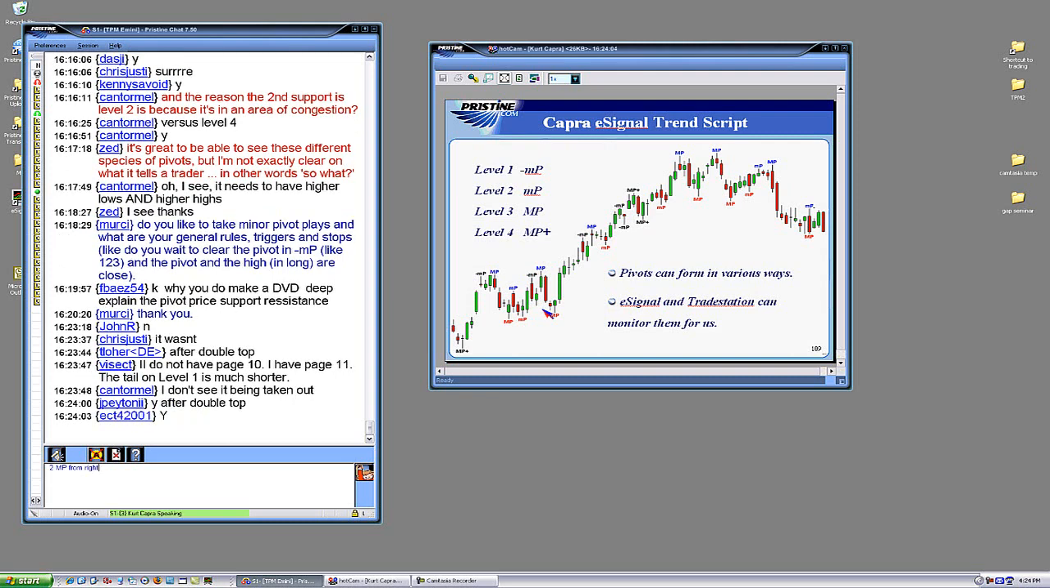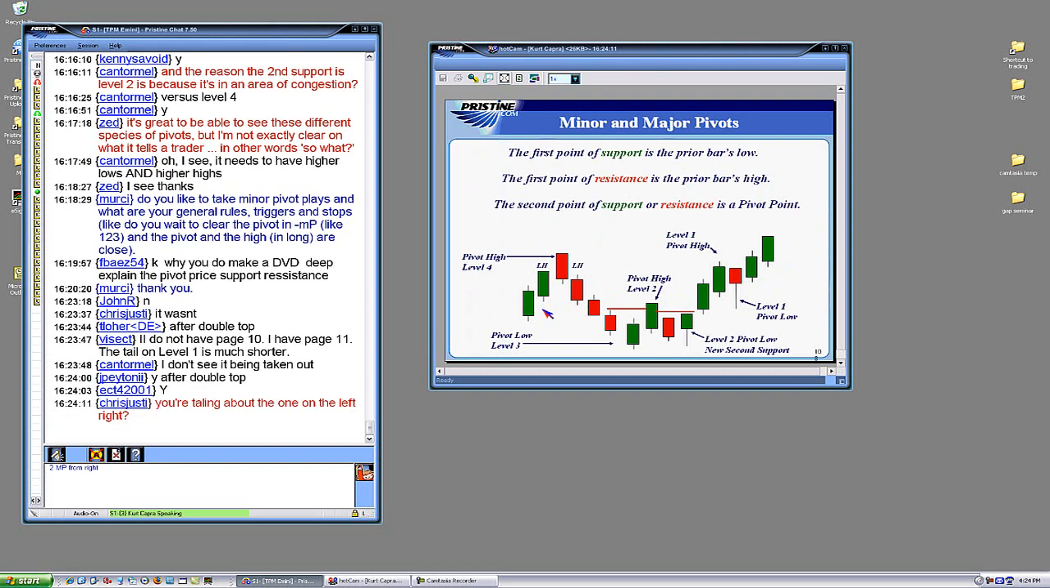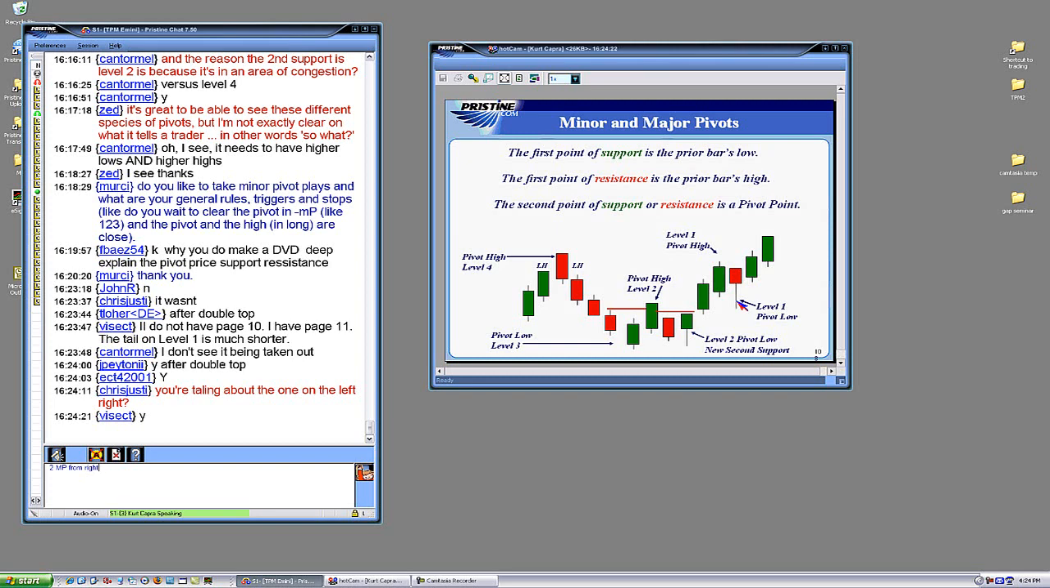You have, on page 10, I have page 11. The tail on level 1 is much shorter. You talking about right here? Let me just go back real quick and get this question answered. Yeah, I just manually adjusted this, so ignore this. It looks exactly as in your book.